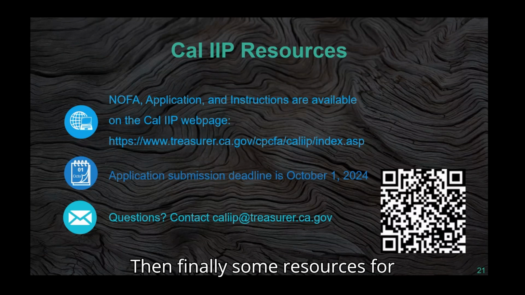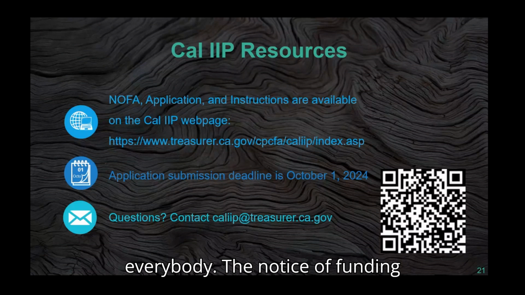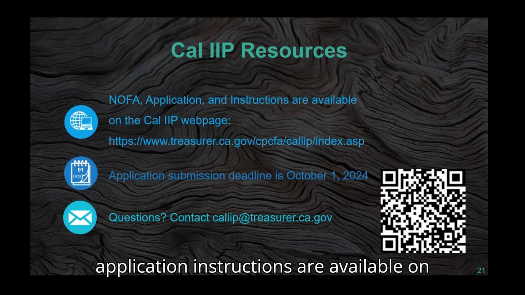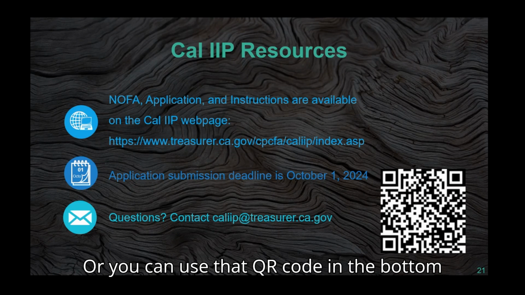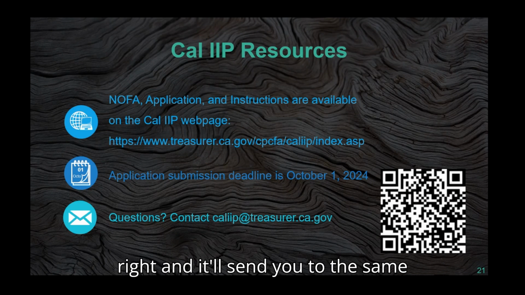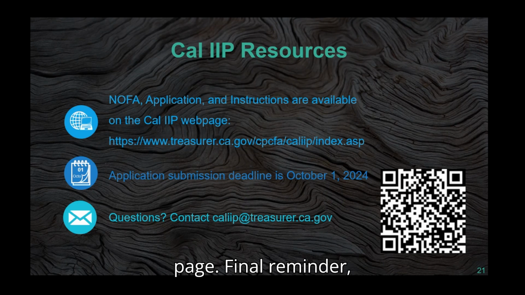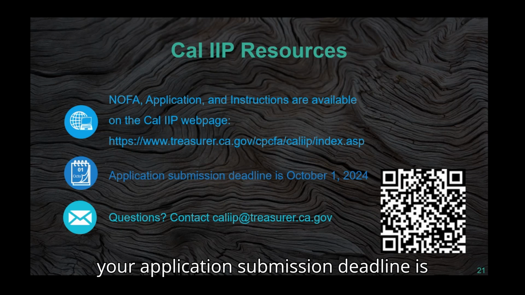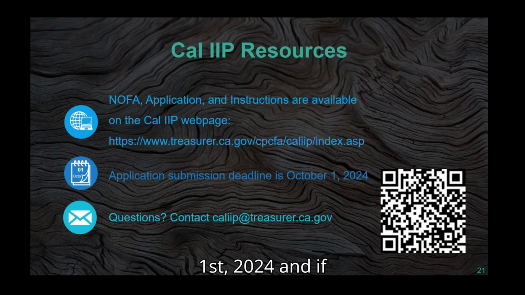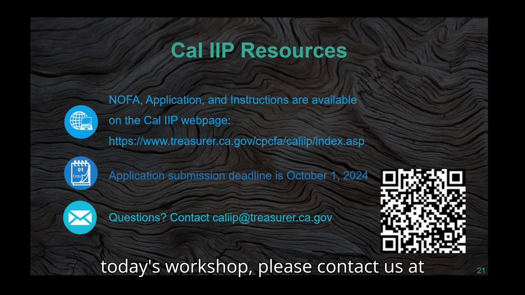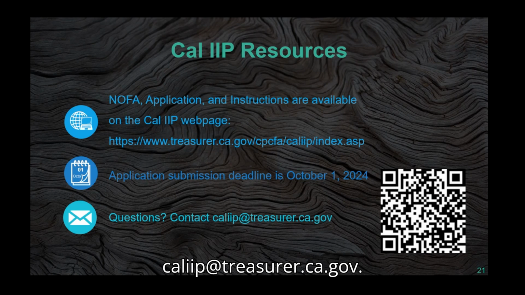And then finally, some resources for everybody. The notice of funding availability, the application, and the application instructions are available on the CalIP webpage at that address, or you can use that QR code in the bottom right, and it'll send you to the same page. Final reminder, your application submission deadline is 5 p.m. Pacific Daylight Time on October 1st, 2024. And if you have any questions after today's workshop, please contact us at calip@treasurer.ca.gov. All right, so with that said, let us open up the floor to questions.